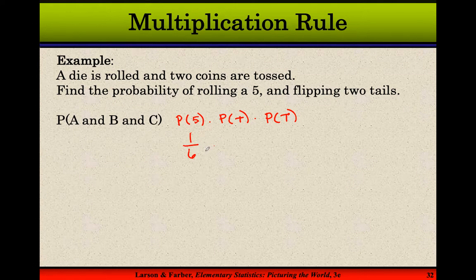There's a 1/2 probability of getting a tail. And again, a 1/2 probability of getting a tail. So when we multiply all that together, we get 0.0416666666, so I'll just round it to 0.042.